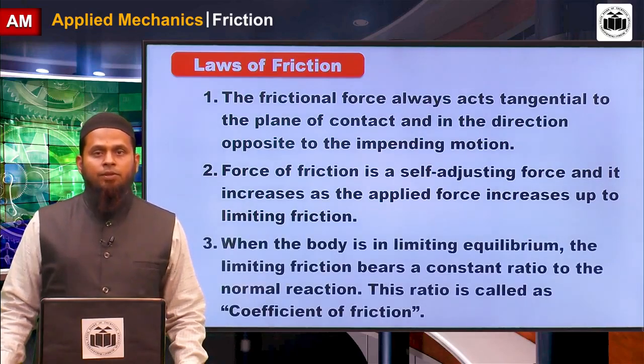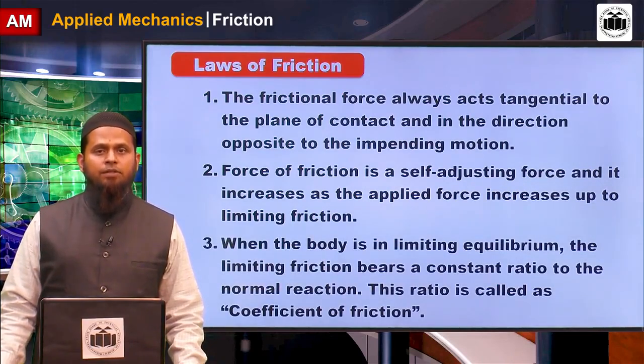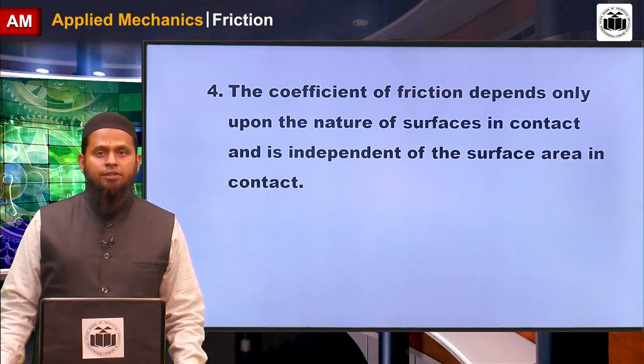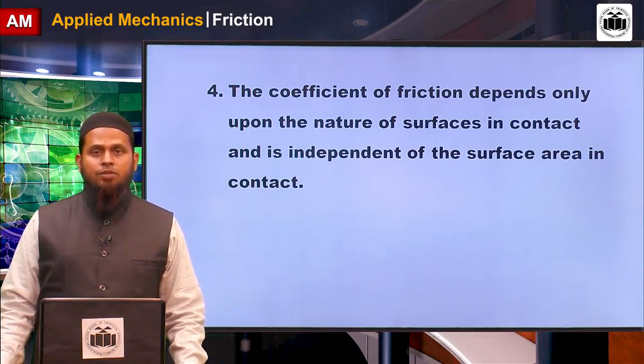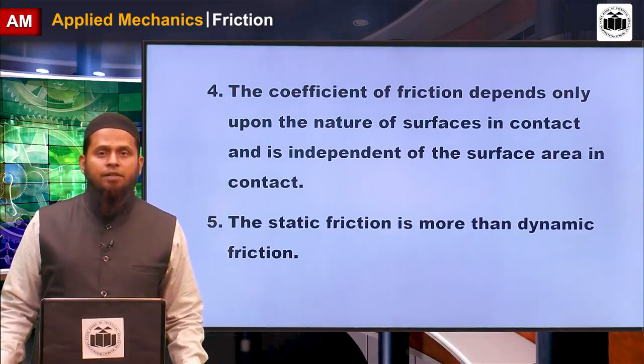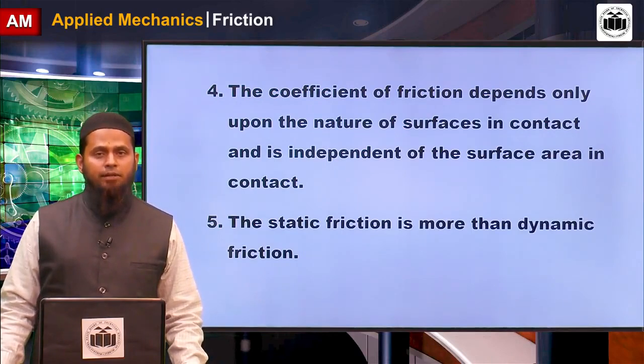Next, when the body is in limiting equilibrium, the limiting friction bears a constant ratio to the normal reaction. This ratio is called the coefficient of friction. The coefficient of friction depends only upon the nature of the surface, whether it is rough or smooth. It is not dependent on surface area. And the static friction is always more than dynamic friction.